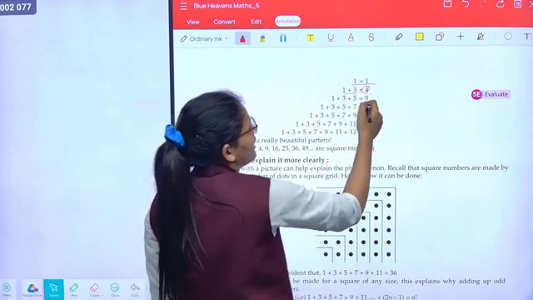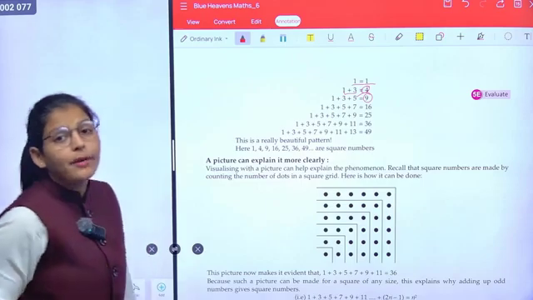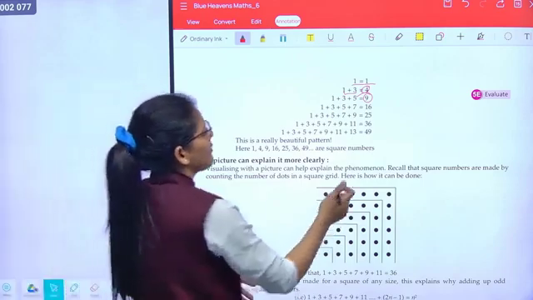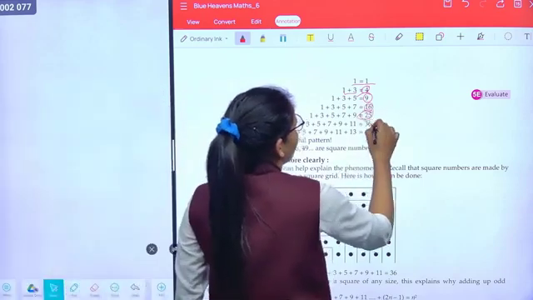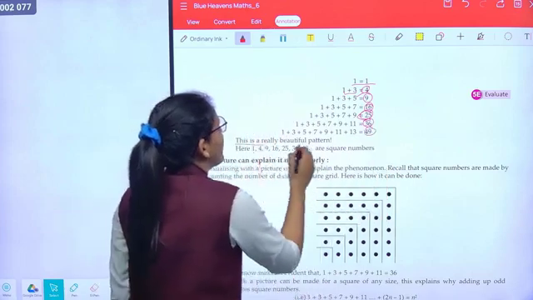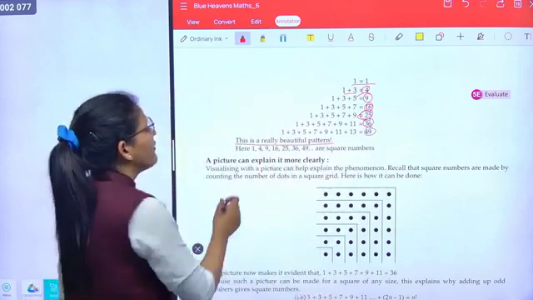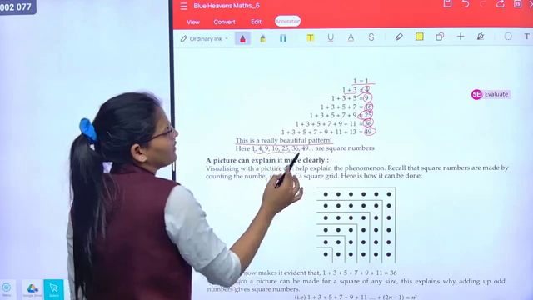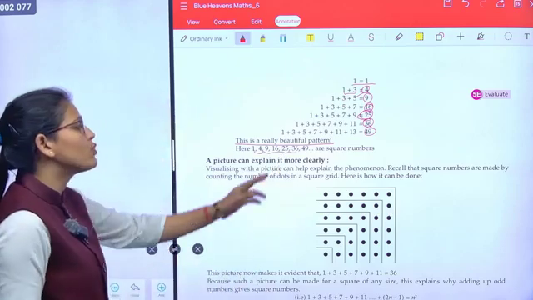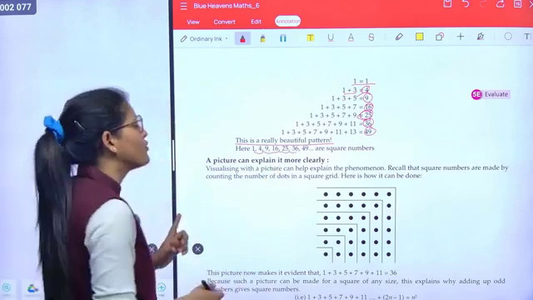Now 4, 9. अब मैं क्या कर रही हूँ क्लास? अपने odd numbers को add करते चल रहे हैं हम यहाँ पर. See, 16, 25, 36, 49. This is a really beautiful pattern. Here 1, 4, 9, 16, 25, 36, 49 and so on are square numbers. ये क्या है क्लास? हमारे सारे ही square numbers हैं.